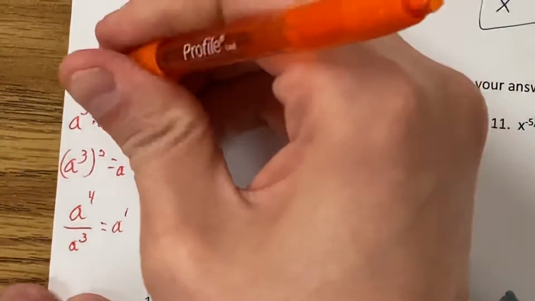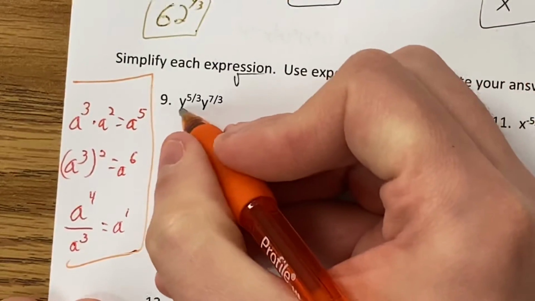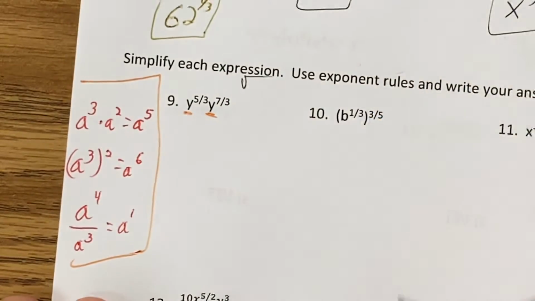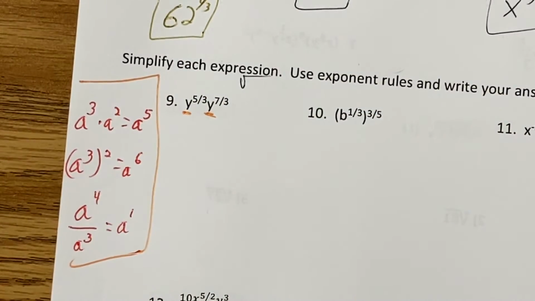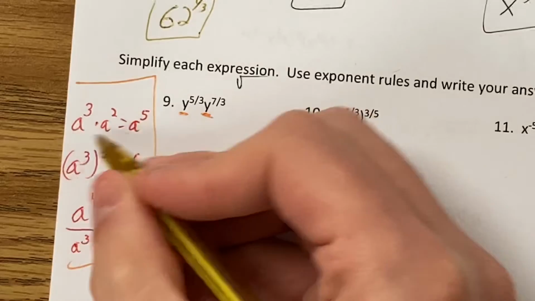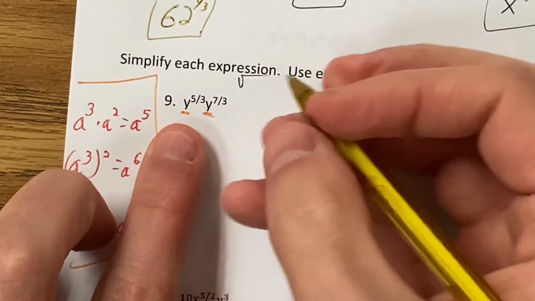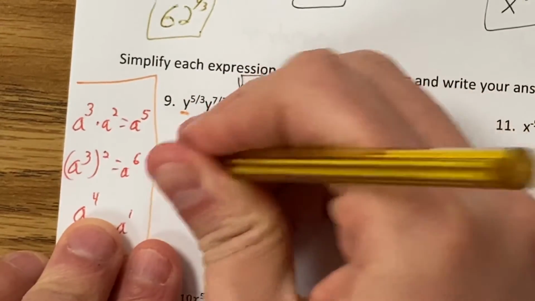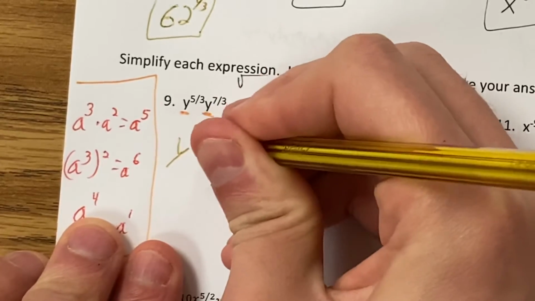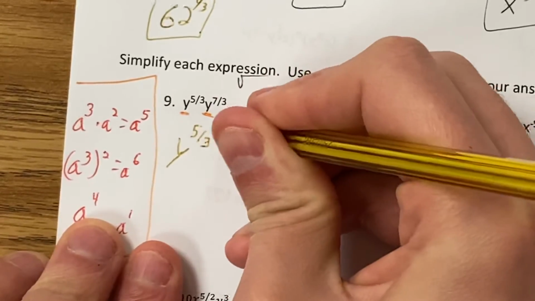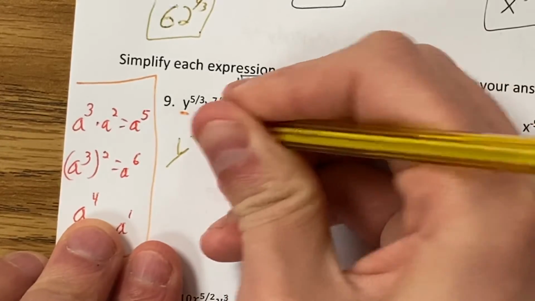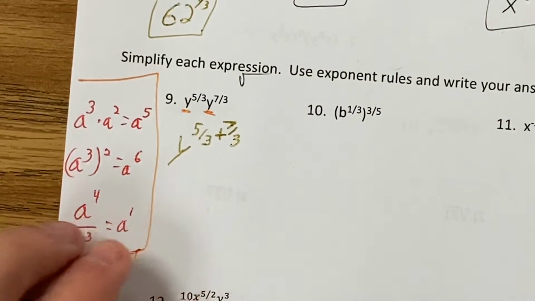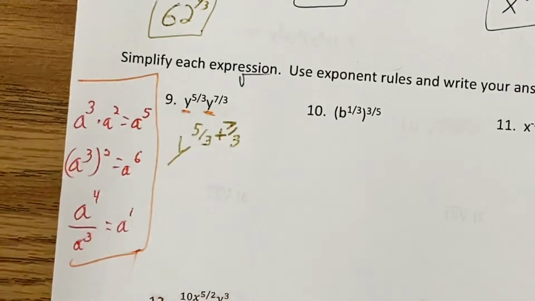So in this case, in number 9, we do have 2 y's. So since we have 2 y's, which of these 3 things do we use? And it would be this one right here. We're going to be adding the exponents. So you would have y to the 5/3, and you would be adding it to the 7/3. Add the exponents. So you have to know how to add fractions, basically, in this one.